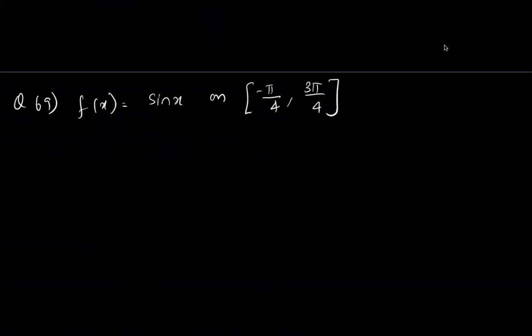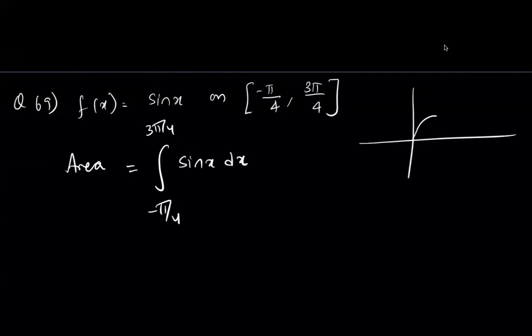Okay, sin x. So we are asked to set up the integral to find the area. The area that they are asking you is the integral between negative pi over 4 and 3 pi over 4 of sin x dx, right? So how is my sine function? My sine function is like this. Negative pi over 4 is somewhere here, right? 3 pi over 4 is somewhere here. So this is the area that we are asked to find, right?